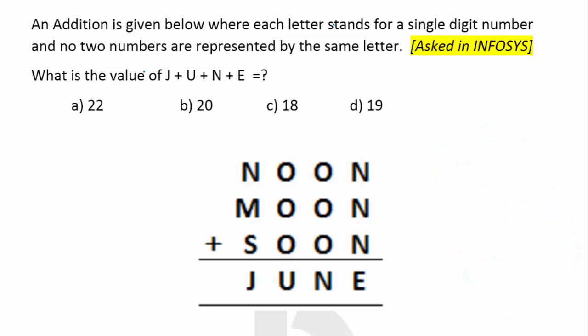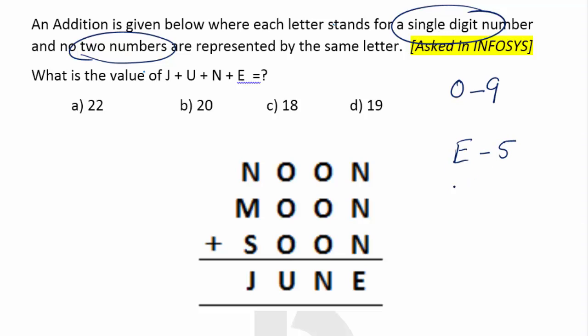It is said that each letter is occupying a single digit, that is from 0 to 9, and no two numbers represent the same letter. For example, if E stands for 5, then E cannot be 4.